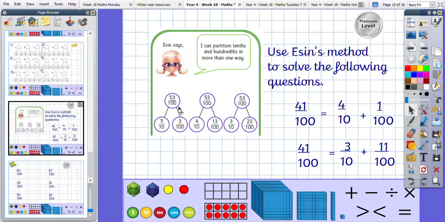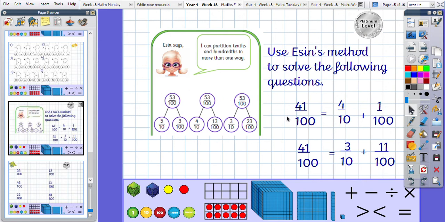And what Essen has done here is she has partitioned her numbers in different ways. So she's not always partitioned it into tens and hundreds. Sometimes she's mixed them up. For example, here she's used 13 hundredths. So she's shown me 3 ways to partition the same fraction. So she's used 53 hundredths and she's partitioned it 3 different ways.